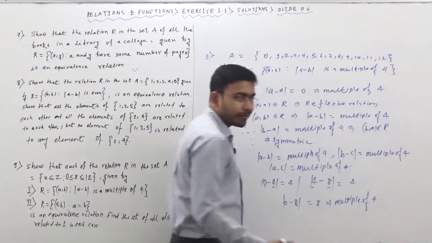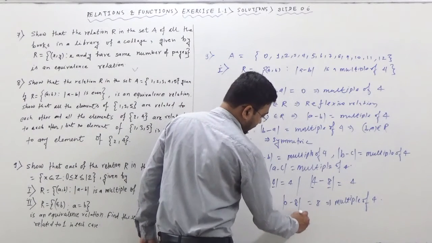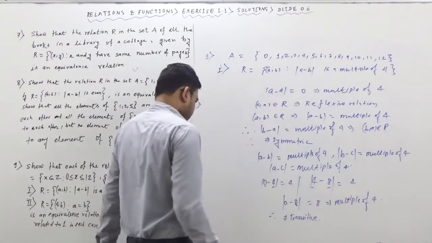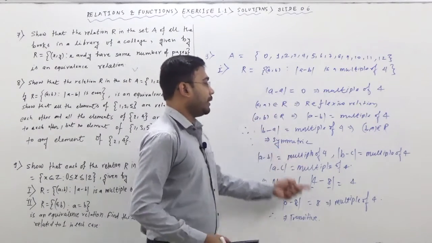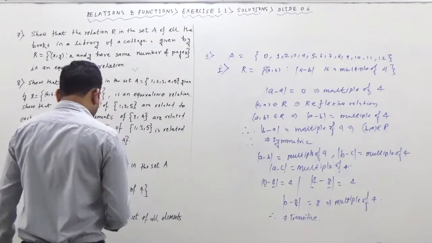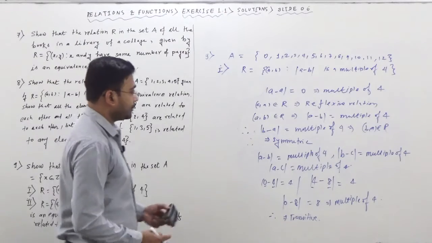So this is done now, right? Hence we can say this is a transitive relation. Because this is reflexive, symmetric and transitive, we will say it is an equivalence relation. Now in this, find the set of all elements related to 1 in each case.